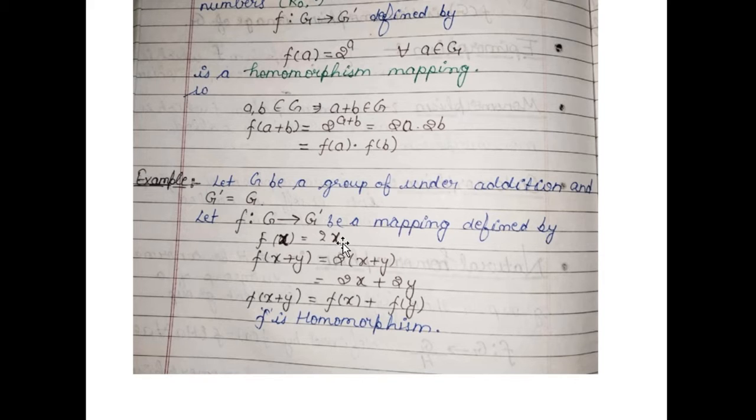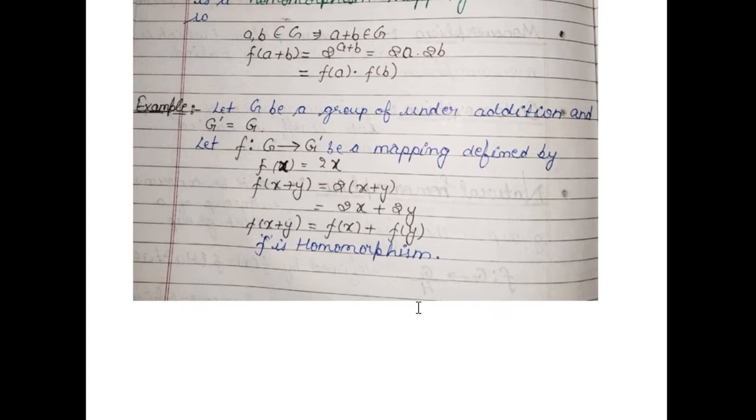f(x) is equal to 2x. So if x and y are any two arbitrary elements of G, where the composition of the group is addition in both domain and range, we consider f(x + y). By the definition of the mapping, it will be equal to 2(x + y). This is easily 2x + 2y, and this is by the definition equal to f(x) + f(y). So it preserves composition, so it is also a homomorphism.